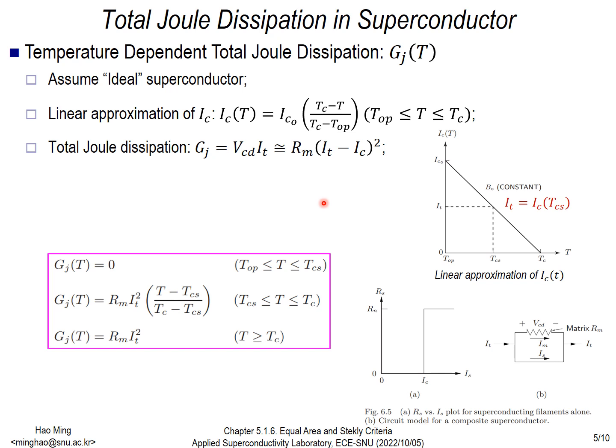When the temperature is lower than the current sharing temperature, no current passes through the substrate and no heat is generated. Between the current sharing temperature and the critical temperature of the superconductor, as the temperature increases, the current flowing through the substrate gradually increases. When the temperature is greater than the critical temperature of the superconductor, the joule heat dissipation of the superconducting wire is equal to the resistance of the substrate multiplied by the square of the critical current at the current sharing temperature.